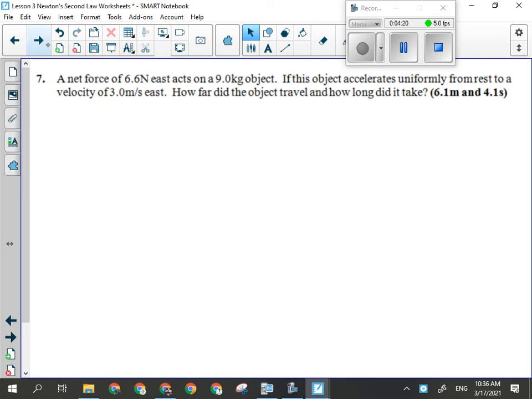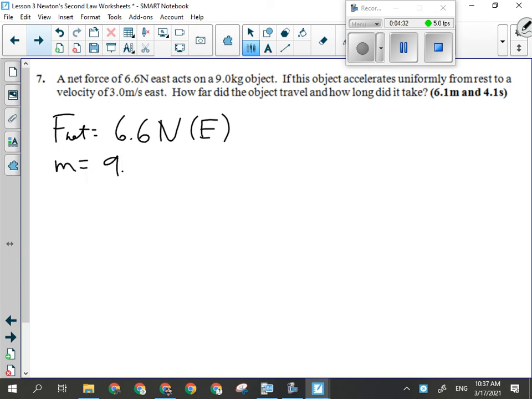Okay, any others? Oh, 7. So in number 7, we have a net force. They tell us what F net is: 6.6 newtons east. Mass is 9.0 kilograms. And then it accelerates uniformly from rest to 3 meters per second east. How far did the object travel?